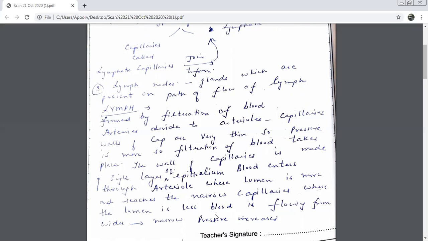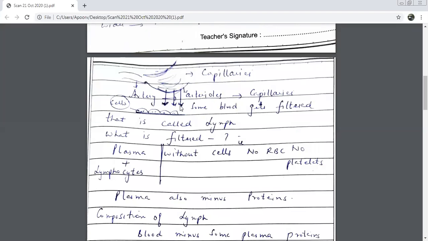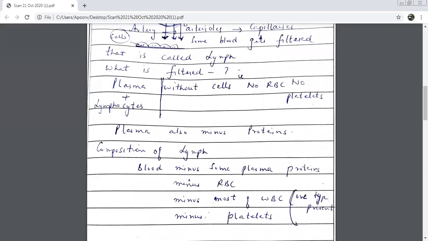So who are the ones who are going to go out? They are your plasma. Some will go out because the pressure is increasing over here. Plasma is going to come out because the door is open. The capillary wall is very thin. They can easily go outside, so they will go. But all will not go. Only the naughty ones will go. So who are the naughty ones here? Plasma plus lymphocytes.